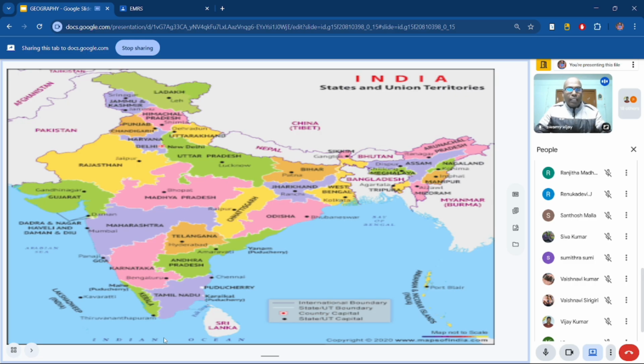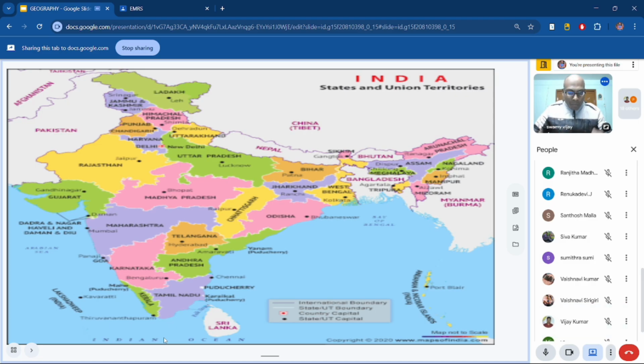28 states are there. Telangana was a newly formed state and there are 8 union territories. Andaman and Nicobar Islands, Chandigarh, Dadra and Nagar Haveli, Daman and Diu, Delhi, Jammu and Kashmir, Ladakh, Lakshadweep and Puducherry. There are 8. How many union territories are there? 8 union territories are there and 28 states are there. So at present there are 28 states and 8 union territories.